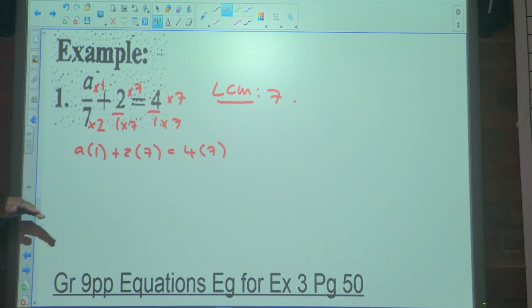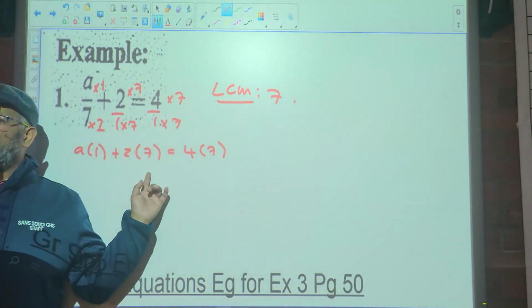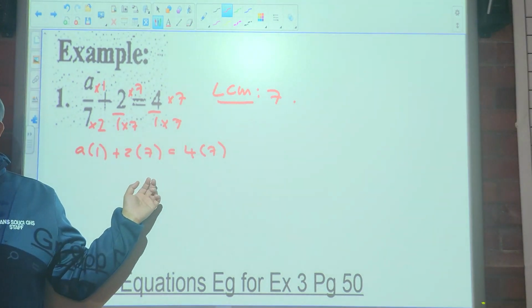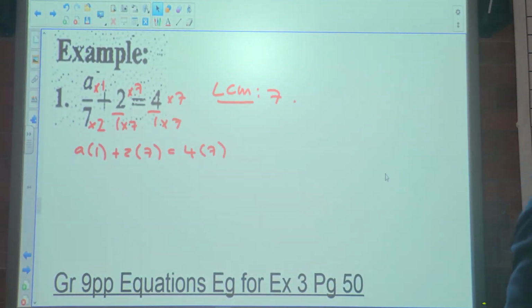Can make a note there that in an equation we will drop the denominator. You don't have to retain or keep the denominator. It's only in an expression where we have to retain the denominator. But because this is an equation, I can drop the denominator once we found the LCM. Okay? Drop the denominator when we're busy with equations.